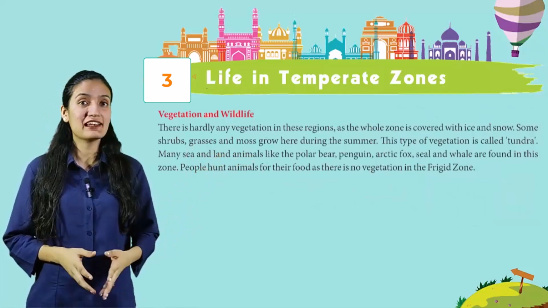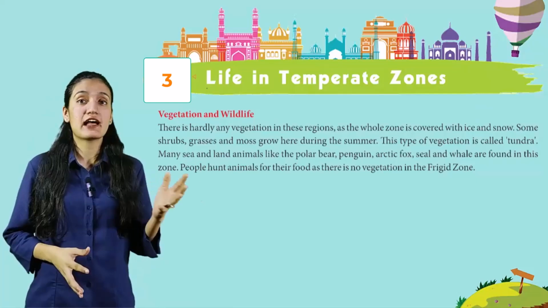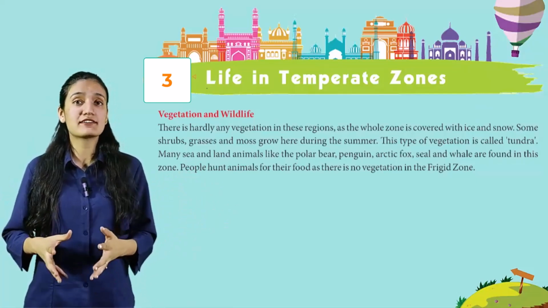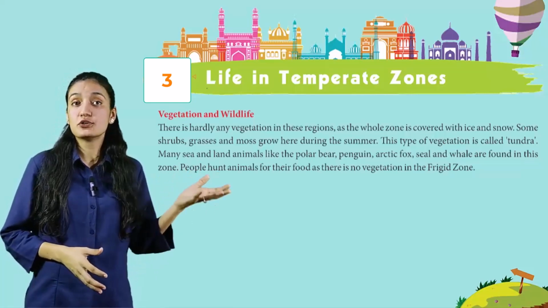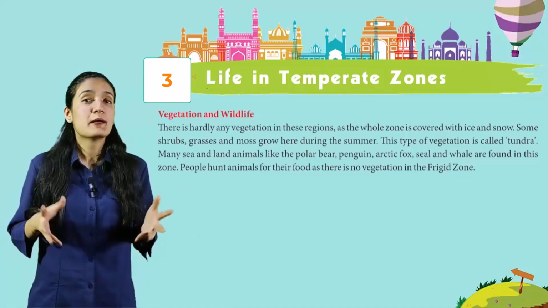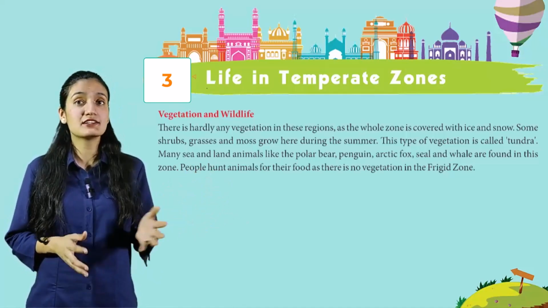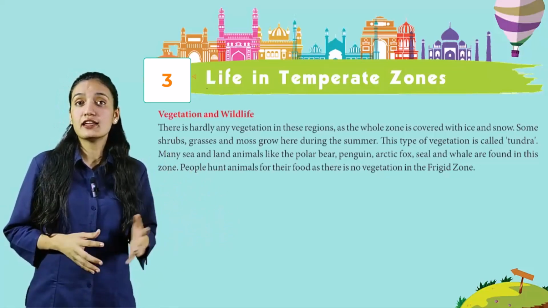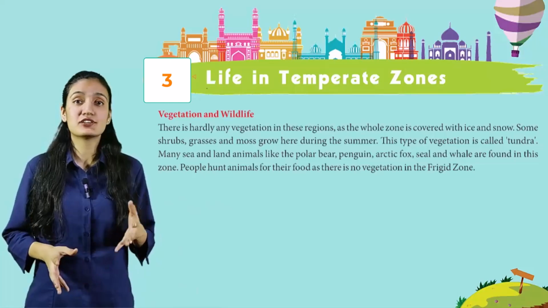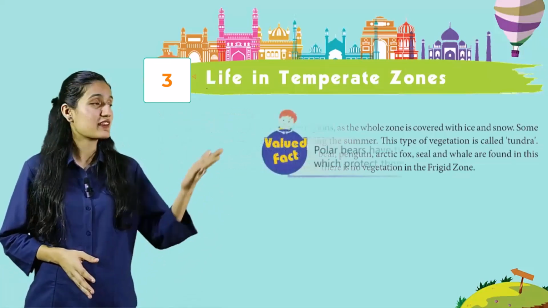Now, vegetation and wildlife. There is hardly any vegetation in these regions as the whole zone is covered with ice and snow. Some shrubs, grasses and moss grow here during the summer. This type of vegetation is called tundra. Many sea and land animals like the polar bear, penguin, Arctic fox, seal and whale are found in this zone. People hunt animals for their food as there is no vegetation in the frigid zone.